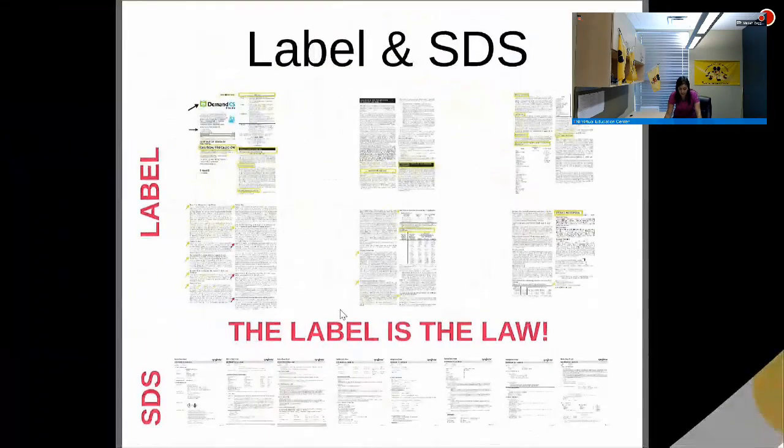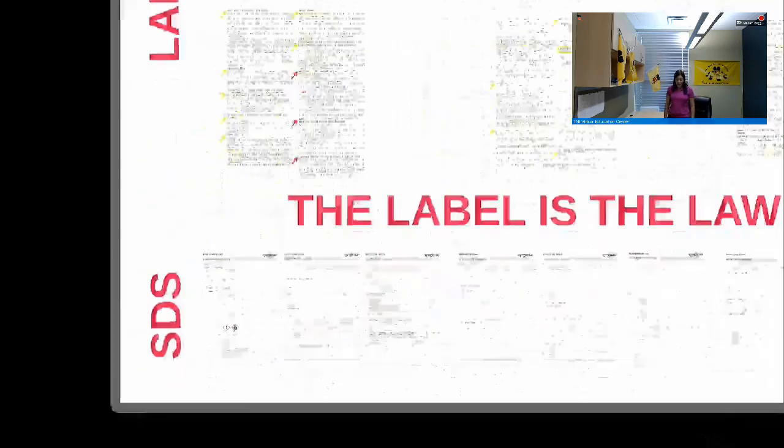And remember that the label is the law. Every single service car that we have in Truly Nolen should have a book containing all the labels and safety data sheets of the pesticides. And also our office must contain a book of label and SDS of all pesticides that are used in the office. Okay? Now, what is the safety data sheet?